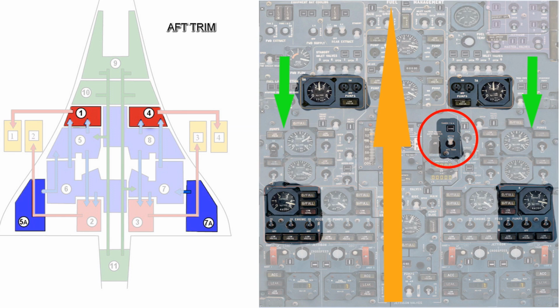At the same time these tanks are emptied, we also empty tanks 1 and 4. We don't empty them completely. We just move the fuel down by kind of half of where it starts out. But it counteracts the action of emptying the wing tanks, 5A and 7A, and it keeps your center of gravity stable as these wing tip tanks are emptied.